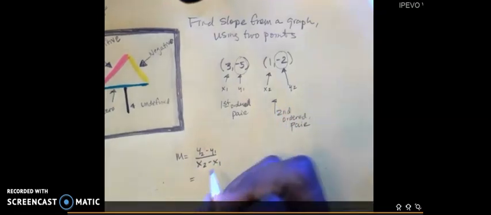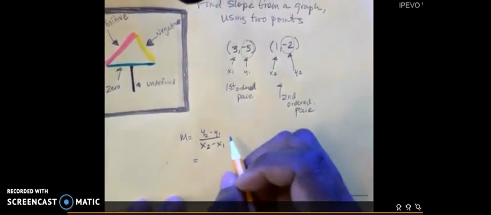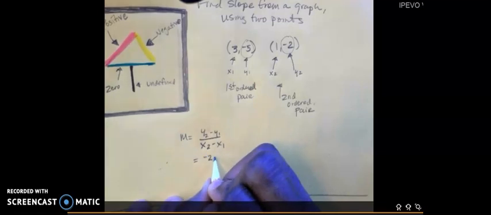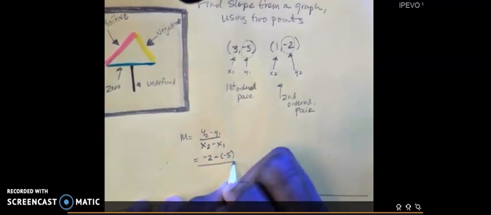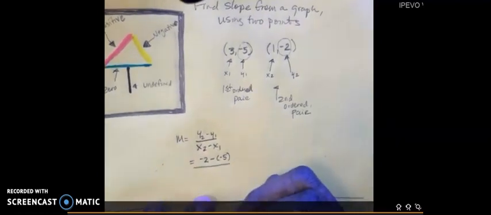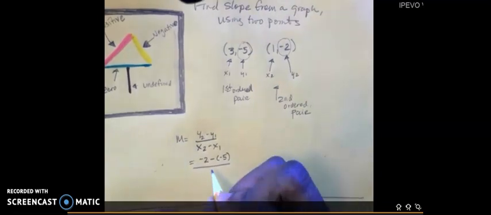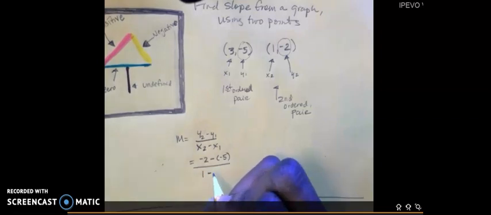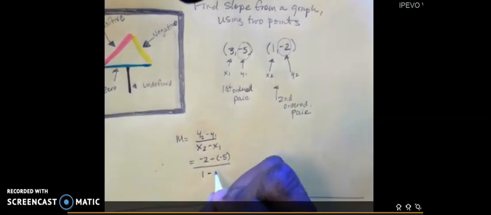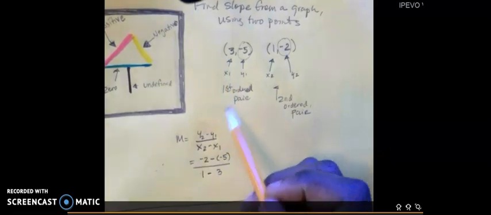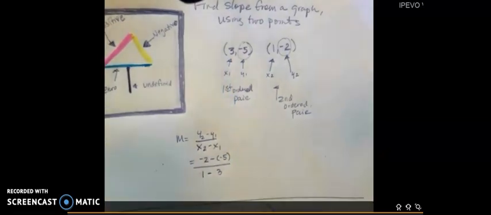Okay? So what I'm going to do right now is continue to simplify. As I simplify, I'm going to plug in the values. So I have negative 2 minus a negative 5. We'll talk about what that actually simplifies to in a moment. I show now x2, which is 1, minus what? 3. So again, you need to make sure that you have labeled them, and that should be very clear at this point for you.